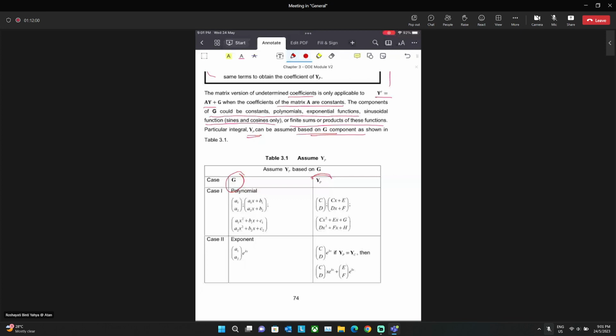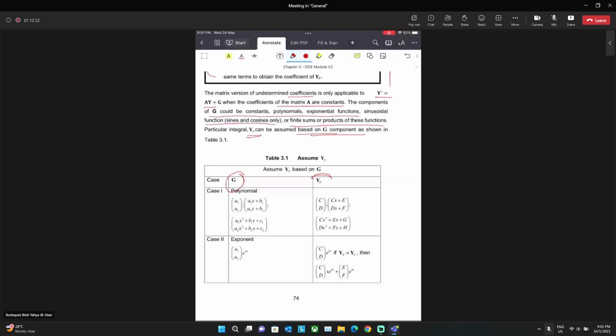The first one about polynomial, okay, and then exponential or exponent, okay, and then trigonometric, which is sine and cos only, right? So we can go to the example 3.6.